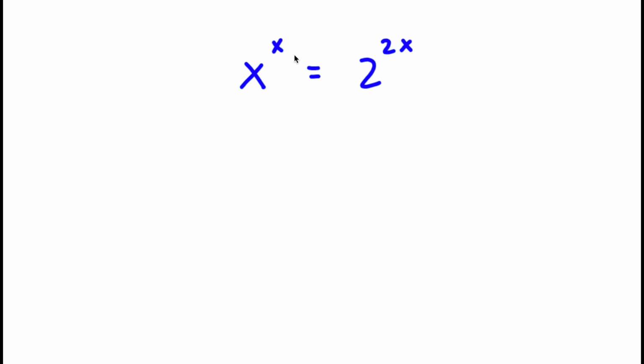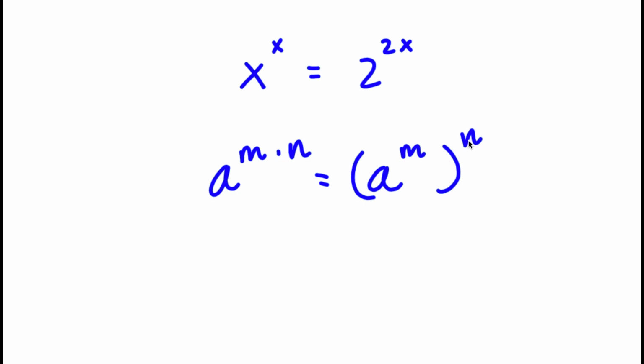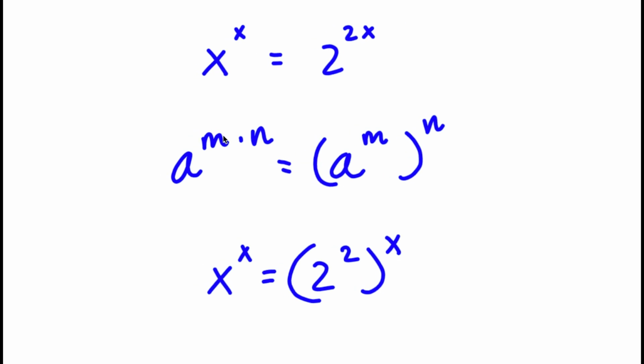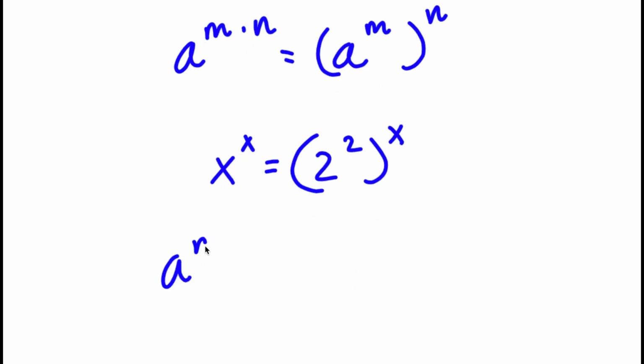Alright, so I have x to the power of x is equal to 2 to the power of 2x. So now, if I have something in the form a to the power of m times n, this is the same thing as a to the power of m to the power of n. So 2 to the power of 2x, I'm going to rewrite that as 2 to the power of 2 to the power of x. Now, a to the power of m times n is also equal to a to the power of n times m, right? We could switch the order of these two.